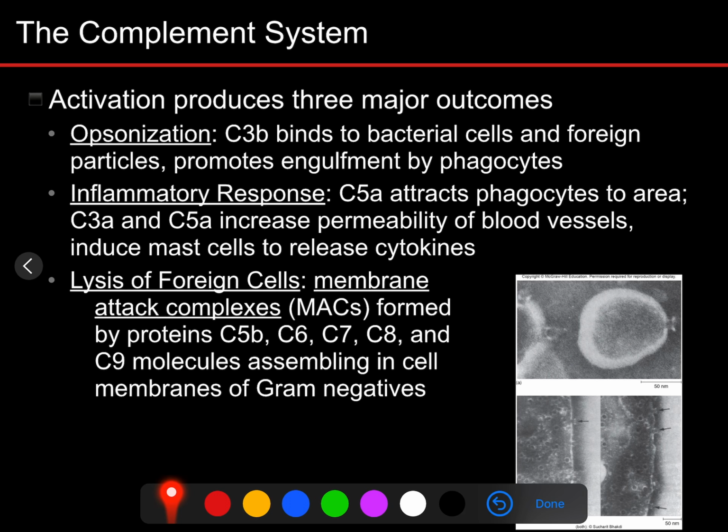Yeah, so important things to keep in mind and remember: the complement system are proteins, not cells. You have three ways to activate it: the alternate pathway, the lectin pathway, and the classical pathway. You have three ways that it helps to respond by inhibiting infection in foreign cells: through stimulating inflammation, through opsonization, and through direct lysis of foreign cells by the MAC.